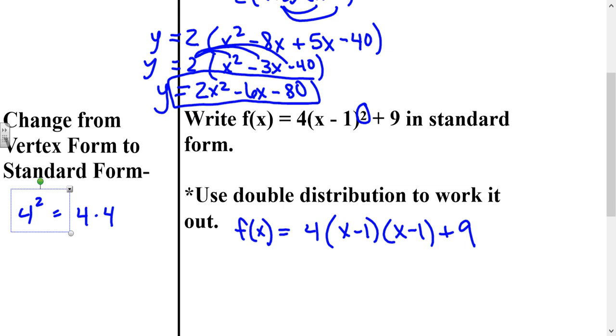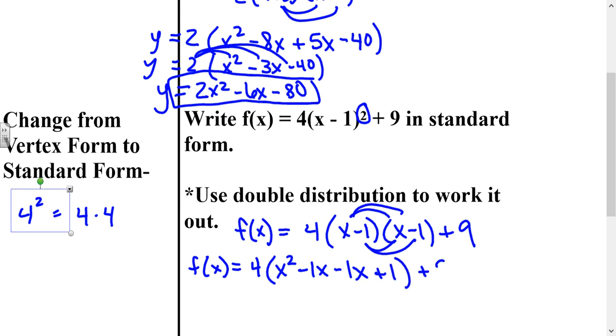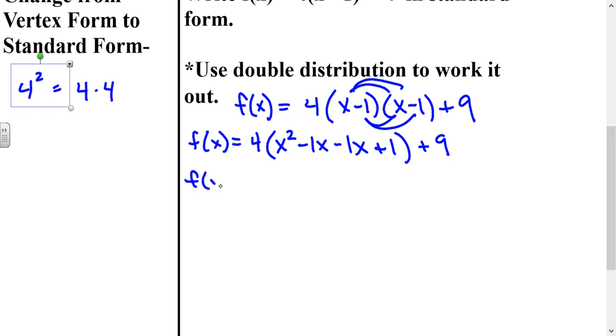So we're going to double distribute first, because remember you have to multiply first. So we're going to go ahead and distribute the x to both numbers and the negative 1 to both numbers. So then we get, leave the 4 in front for now. We have x times x would be x squared. Then x times negative 1 would be negative 1x. Then negative 1 times x would be negative 1x. And negative 1 times negative 1 would be positive 1. And then we have the plus 9 at the end. So if we combine like terms, leave the 4 in front, we have negative 1x minus 1x would be negative 2x.